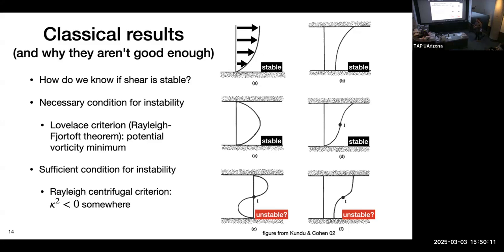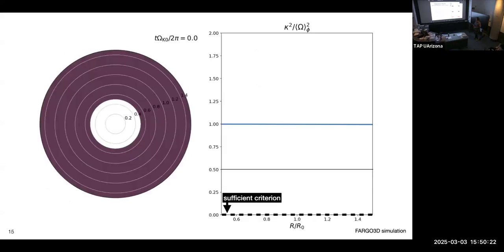And there's also a sufficient criterion for instability. We saw that earlier. It's the Rayleigh centrifugal criterion, that kappa squared is negative somewhere. Then how useful are these criteria? So I'm plotting here the necessary criterion, which is going to show up as I play the movie, and the sufficient criterion at the bottom. I'm plotting the kappa squared profile of this disk. Play the movie. The necessary criterion is immediately satisfied. It tells me this could be unstable, but I don't see any vortices yet.